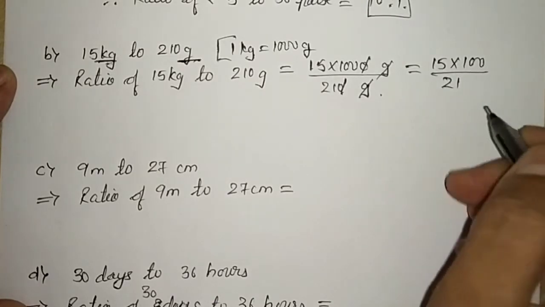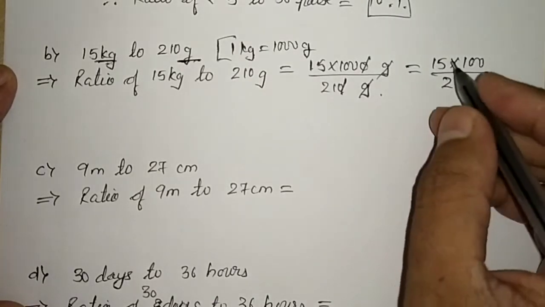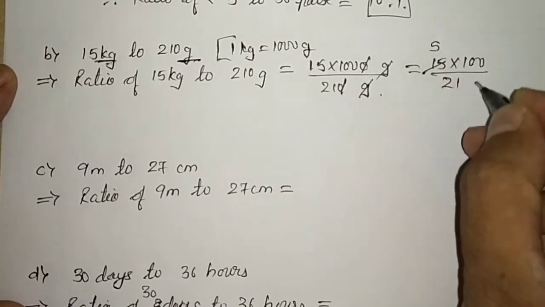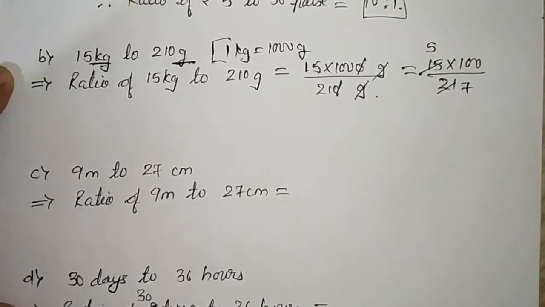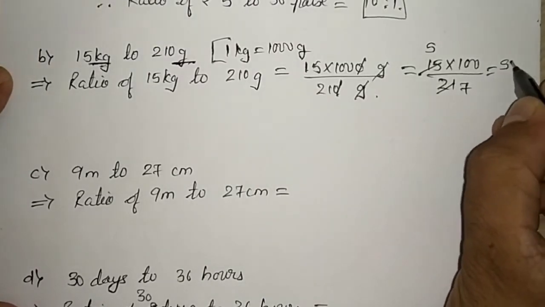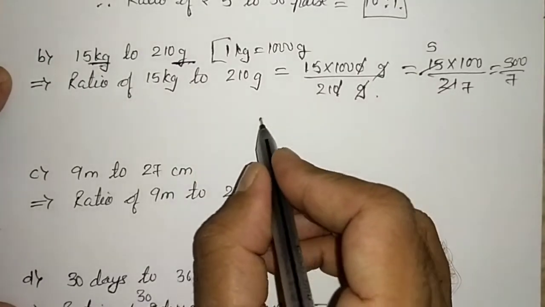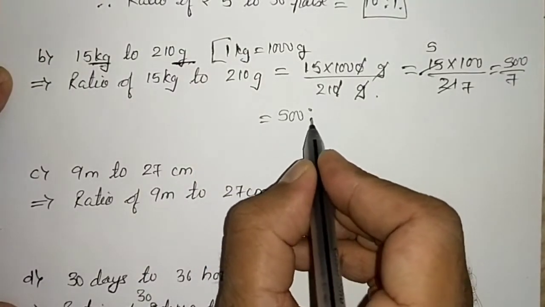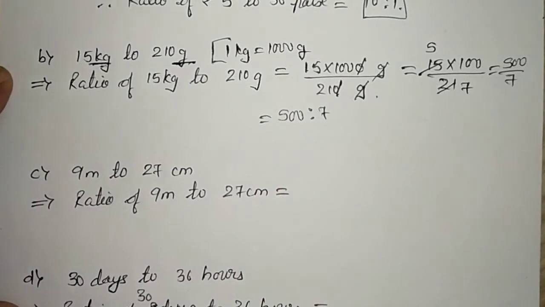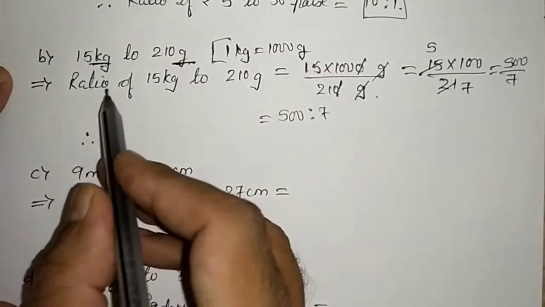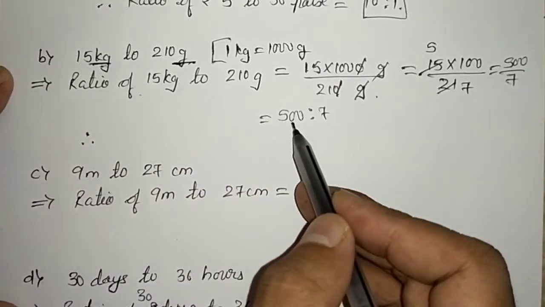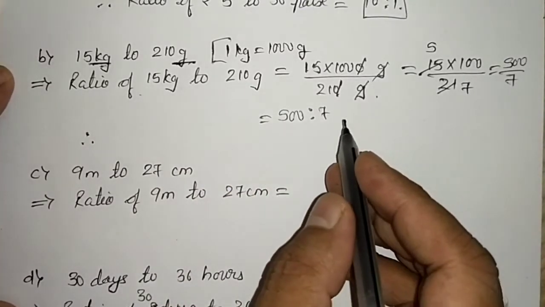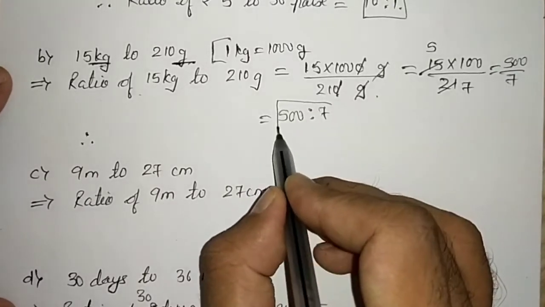These 2 quantities can be cancelled out in the 3's table. This will go 3 fives, this will go 3 sevens. Now you will multiply it. So we will get 500 divided by 7, which can be written as 500:7. So the next line will be, therefore the ratio of 15 kg to 210 gram will be 500:7. Hope you are understanding.